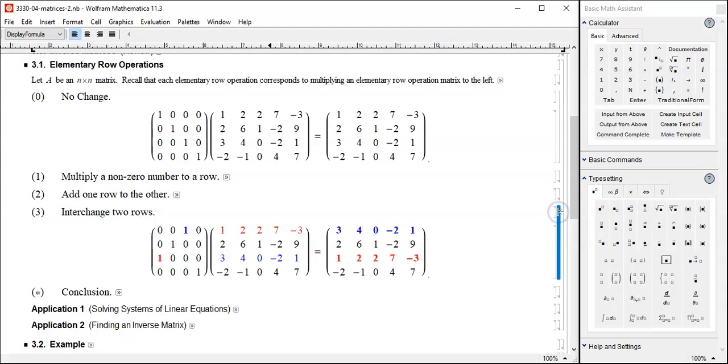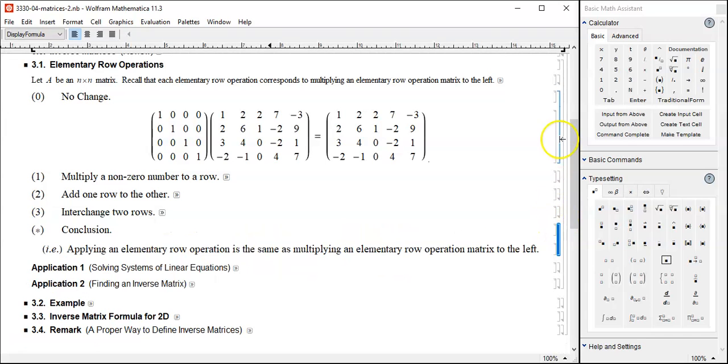Here's a third example, changing 2 rows. From the first row, we're coming down to the third row. And from the third row, we are going up to the first row. So this one came down, this one went up. But we are leaving the previous row, so these became 0. Anyway, same conclusion: elementary row operation means multiplying something to the left.